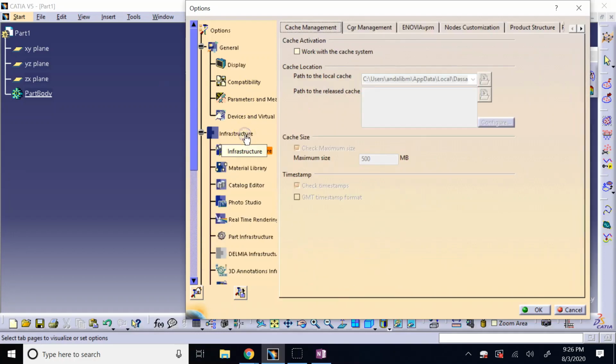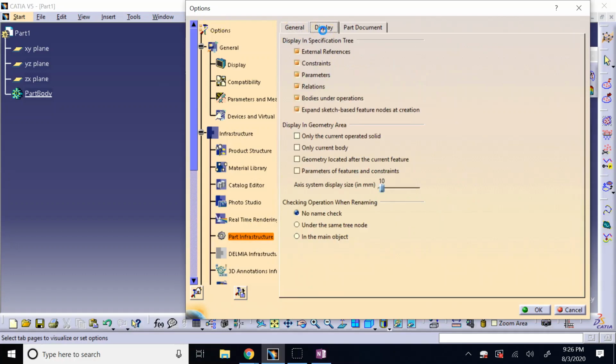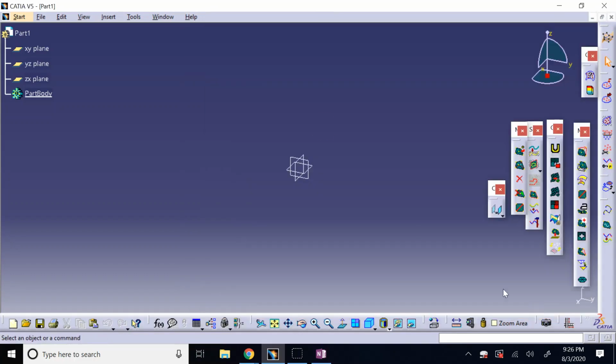So we click on infrastructure and then part infrastructure, and then under display we make sure all of these are checked. For my case they are, so if not, make sure they are checked, and then we start creating the parameters. The first parameter you need to create is the number of teeth on the gear, which here it says is an integer number n, and set it to 32.